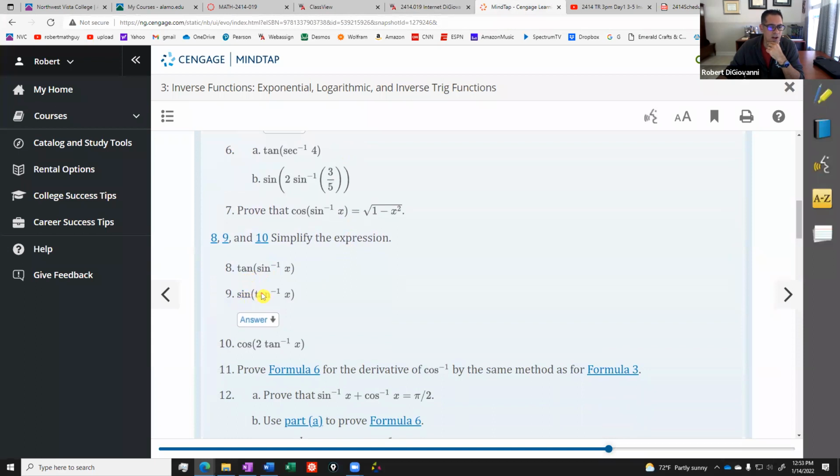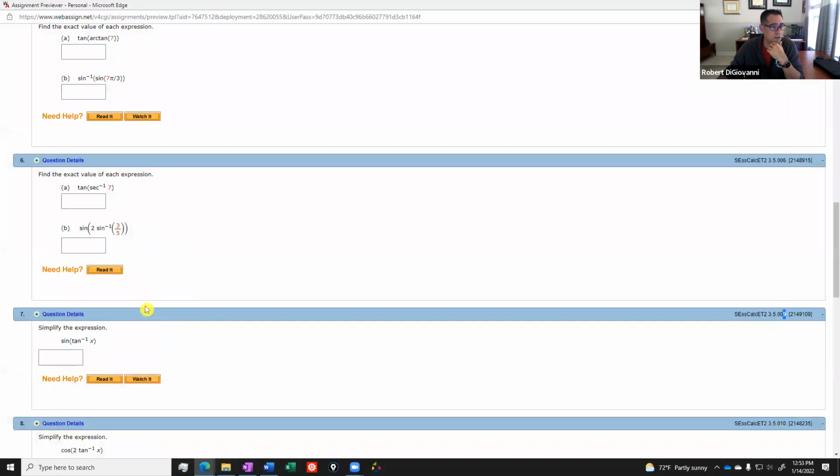So number 9, sine of inverse tangent of x. Was that what it was? So it should be similar. It was number 7 here. Sine of inverse tangent of x. Yeah, that's the exact problem. But notice it's number 9 in the textbook.